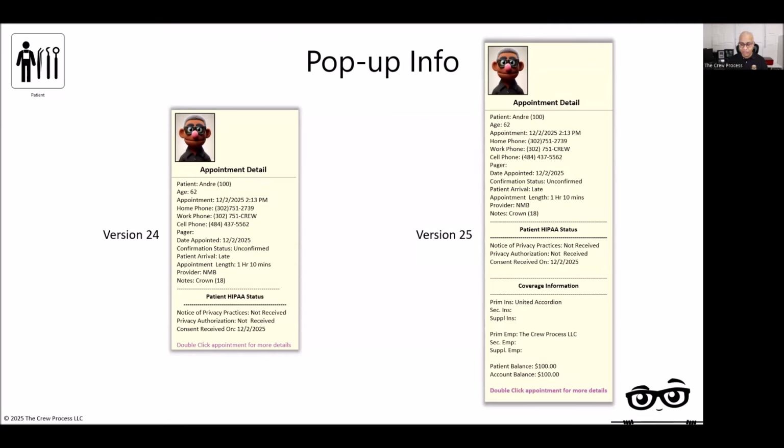And this is what I really love, that whole section of coverage information at the bottom. You're going to see the primary insurance, the secondary insurance, and then the primary employer name and the secondary employer name. And at the very bottom, which has nothing to do with coverage, you get to see what the patient balance is and then the account balance.